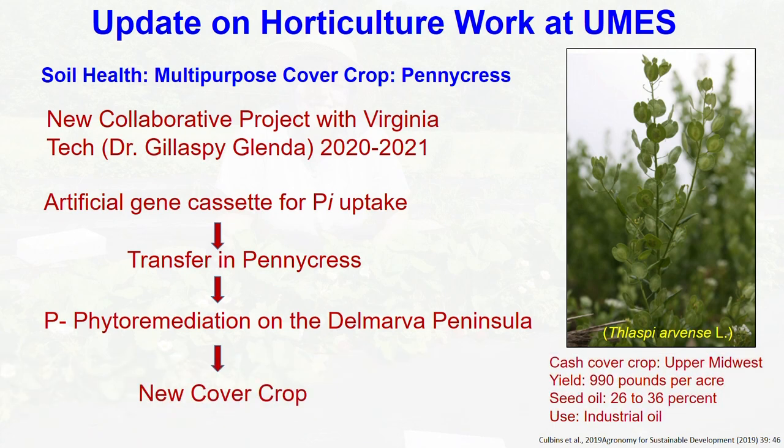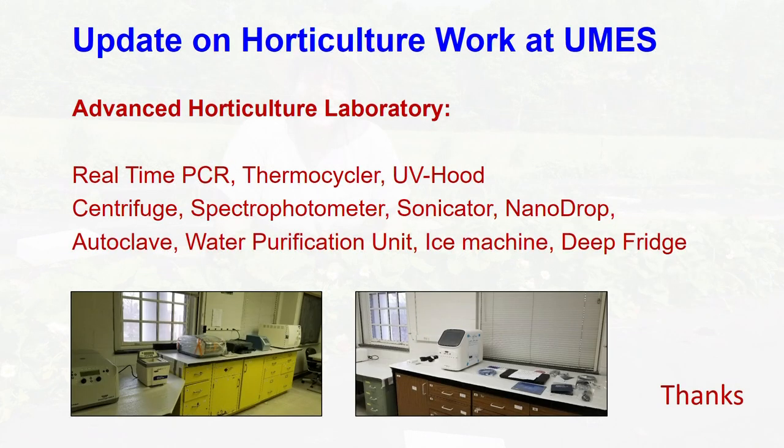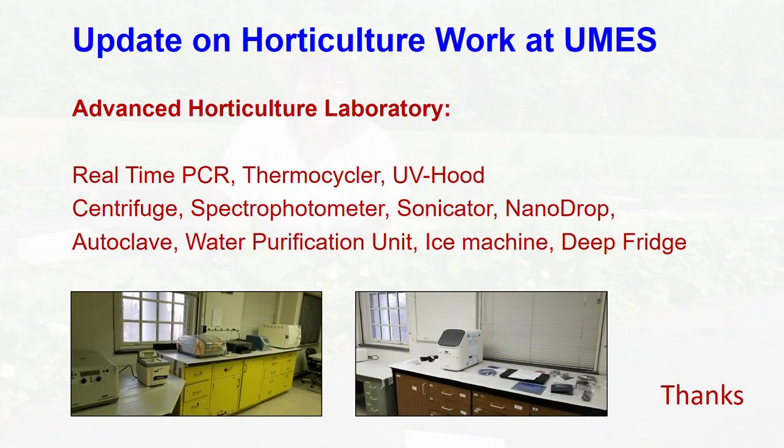Next thing is pennycress. This is actually a weed, but in the Midwest, growers are using it for biodiesel. So in association with Virginia Tech, we are going to transform this plant so that it can accumulate a higher amount of phosphorus. That is on the chart for this year. And we are creating more equipment in our lab. So maybe in future, I can present more data from morphology to molecular biology. So we are trying to do a different kind of work.